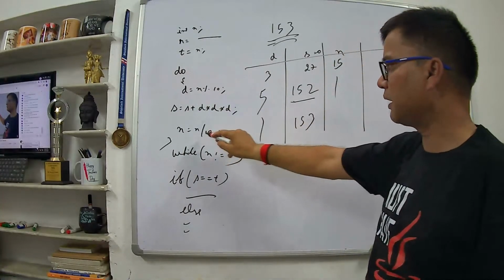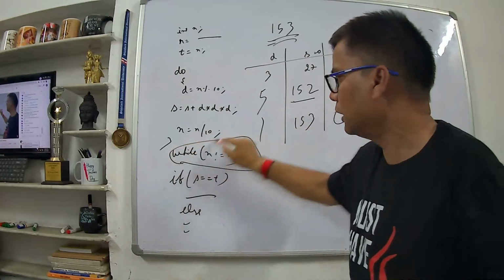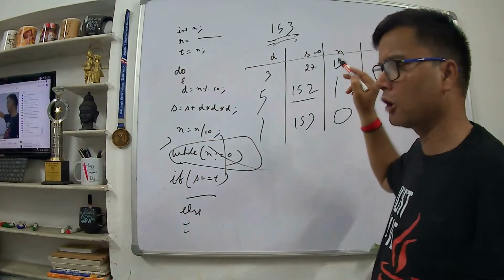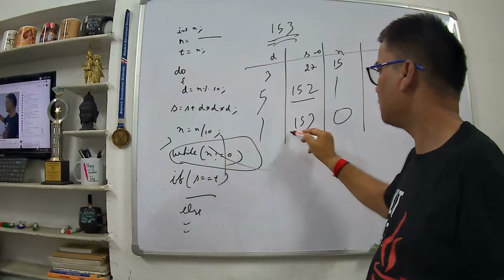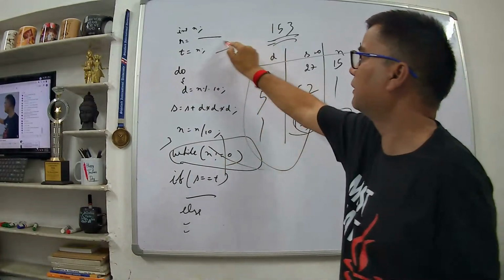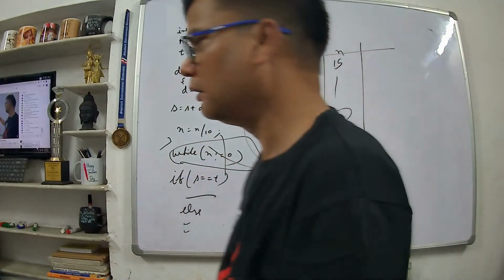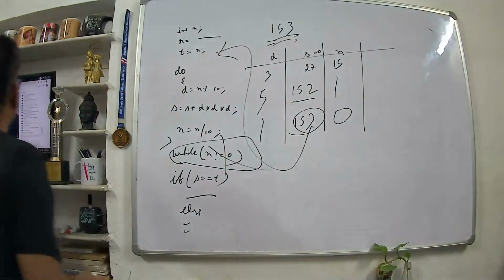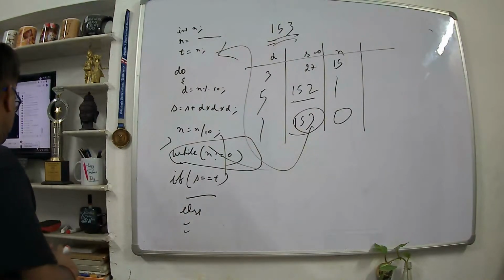N equal to N divided by 10, and it becomes 0. Now, since N is 0, the loop ends here. It will not be executed further. Outside the loop, when it comes, the value of S is 153, is equal to T, so it is an Armstrong number. I hope it is clear. So, I hope it's clear, Armstrong number.